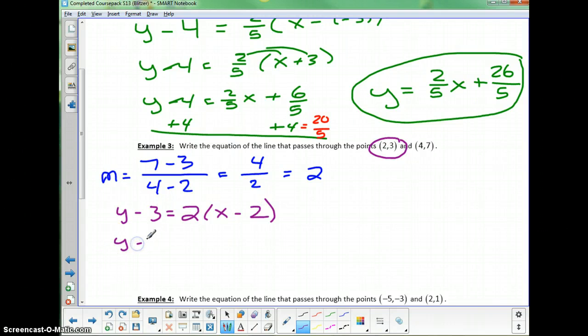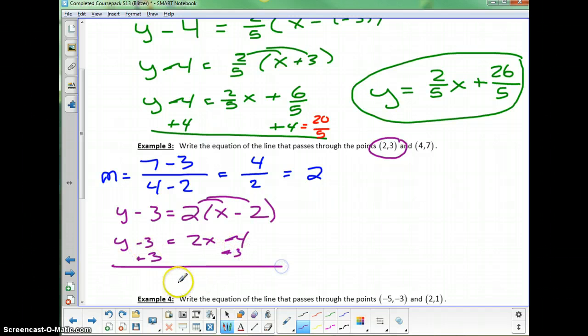Okay, so let me continue simplifying. That's going to be on this side 2x minus 4, and then we'll add 3 to get a final answer of y equals 2x, negative 4 plus 3 is minus 1.